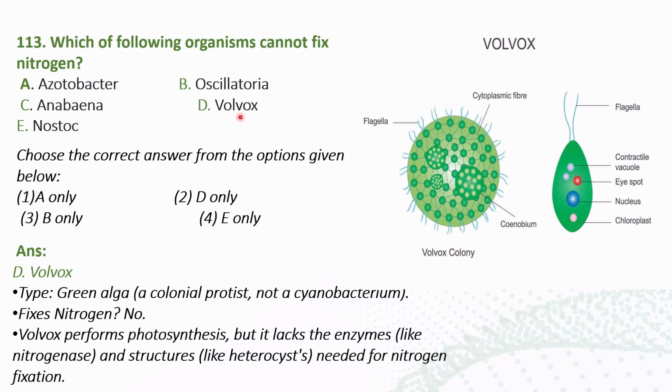Okay, so here the Volvox is the answer, which cannot fix the nitrogen. Why? Because it lacks the nitrogenase enzyme, and structures like heterocysts, which are needed for the nitrogen fixation. That's why it cannot fix the nitrogen. Okay, we'll move on to the next question.